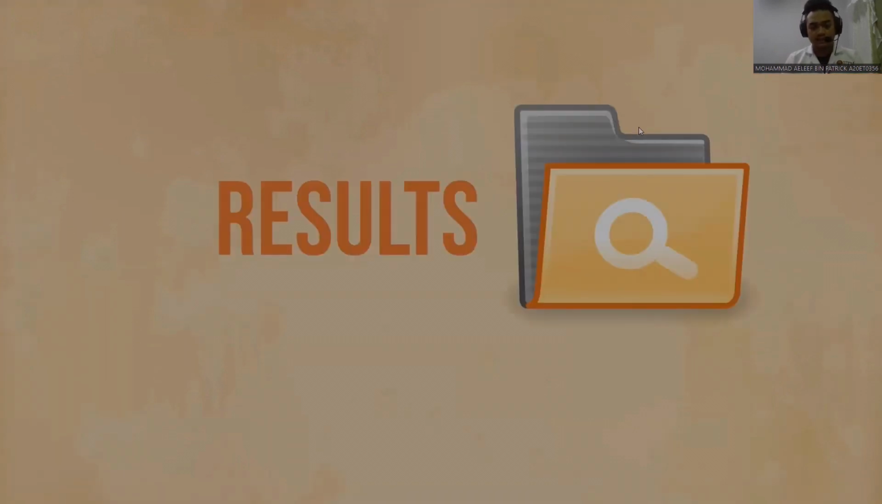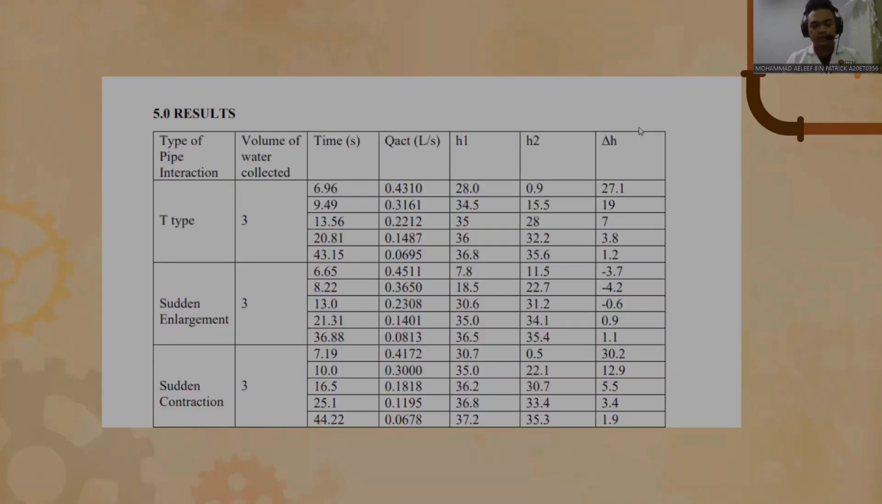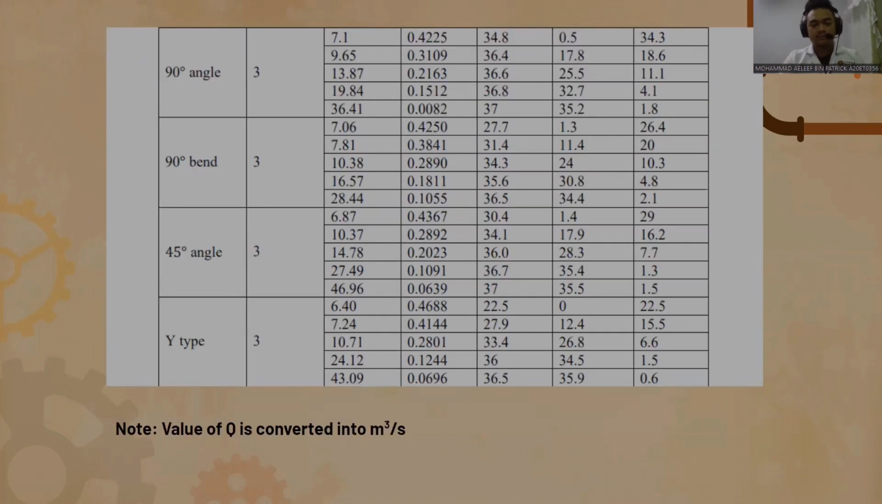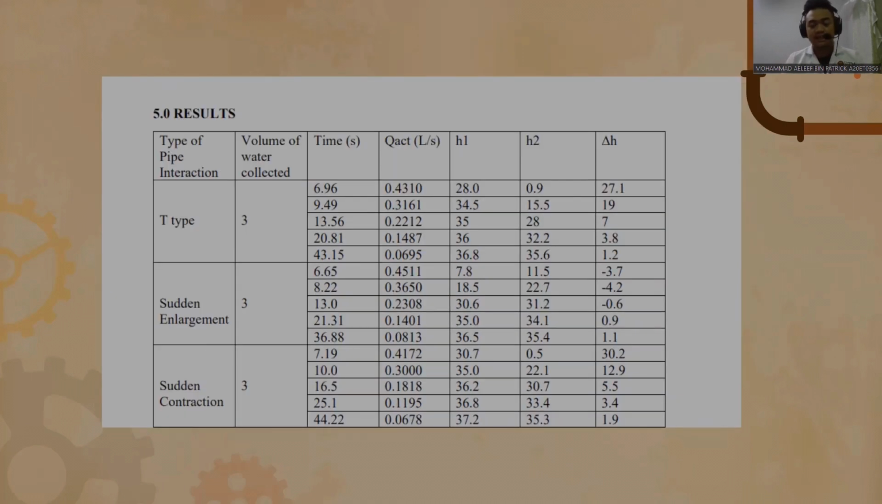So now we move on to the results part of this experiment. As you can see here, we have collected data from 6 different types of pipe interaction, which are the T-type, Y-type, sudden enlargement, sudden contraction, 90-degree angle, 45-degree angle, and 90-degree bend. Firstly, we collect the values for H1 and H2, and these values can be observed on the left side of the apparatus setup, which is on the manometer.